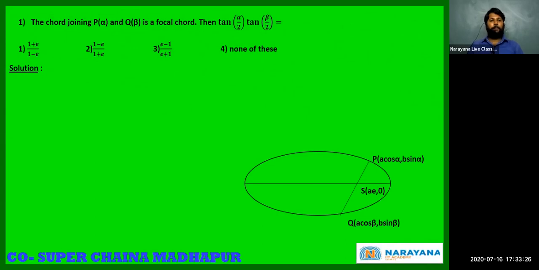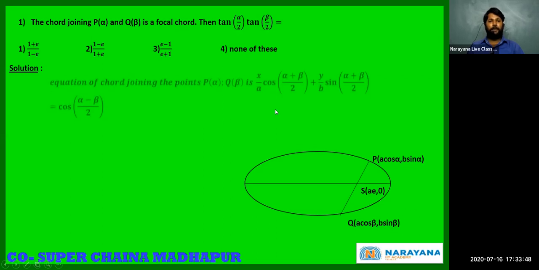The chord joining the points P(alpha) and Q(beta) is a focal chord. Then tan(alpha/2) times tan(beta/2) is what? Options are all in terms of the eccentricity. Now, we know the endpoints of a chord can be written as P(a cos alpha, b sin alpha) and Q(a cos beta, b sin beta).